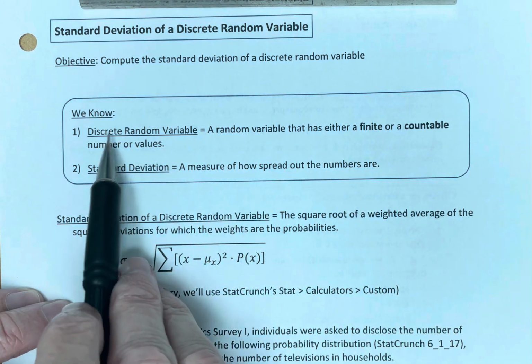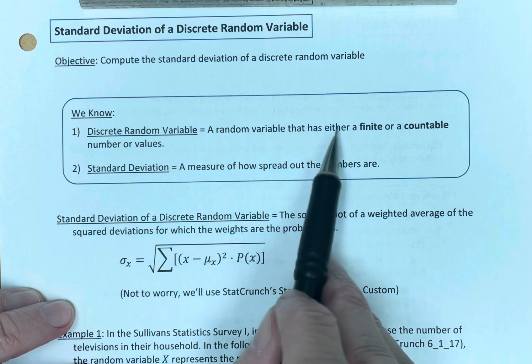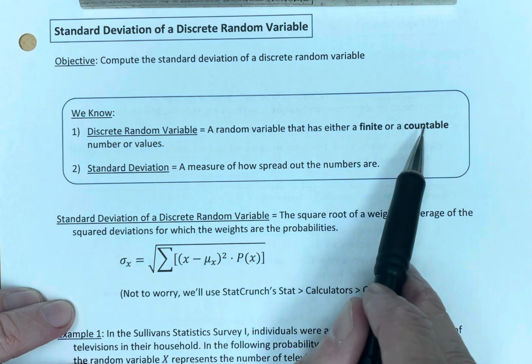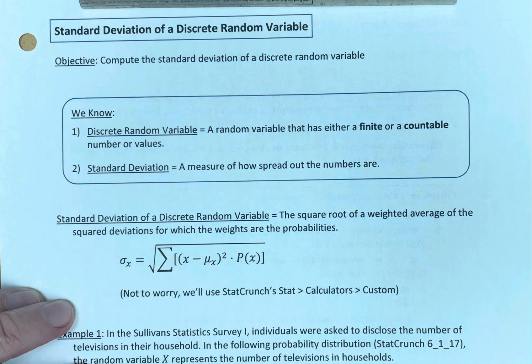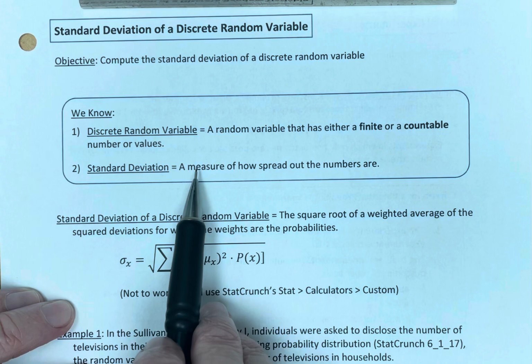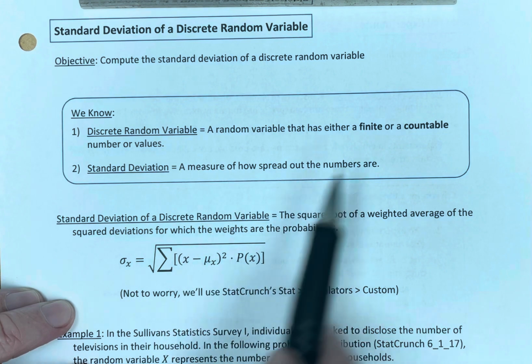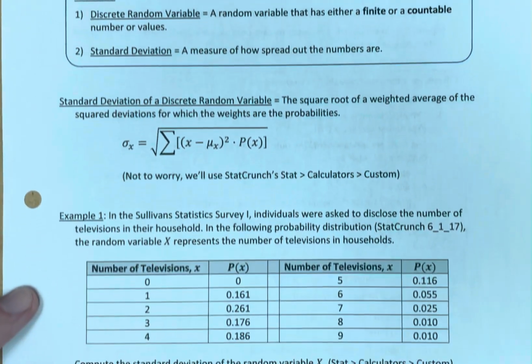We know what a discrete random variable is. It is a random variable that has either a finite or a countable number of values. The word discrete tells us that. And we know what standard deviation is. It's a measure of how spread out the numbers are. So how do we calculate the standard deviation?